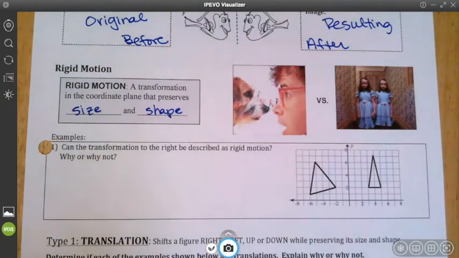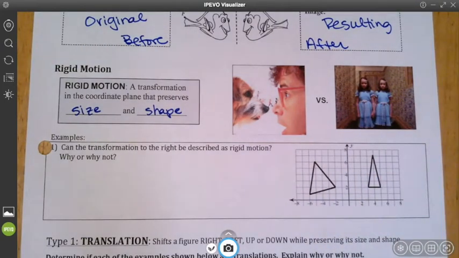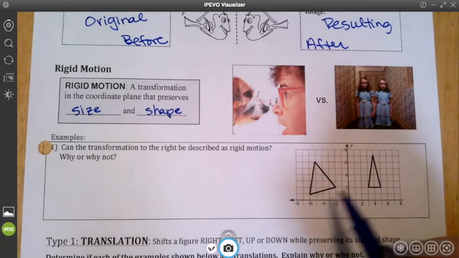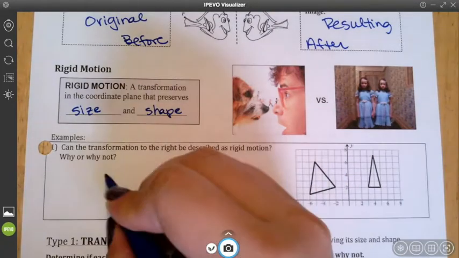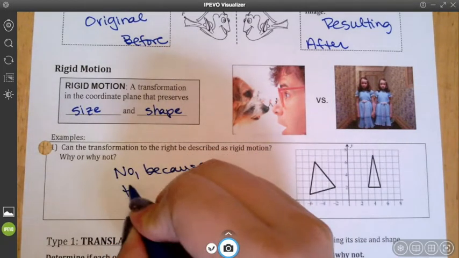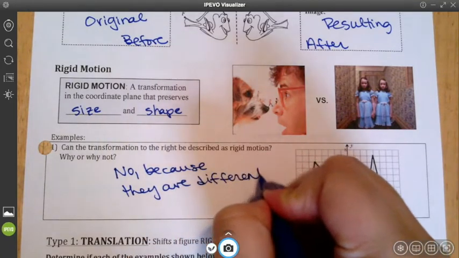Okay, so let's look at an example. If we look at these two triangles here, can we describe this as a rigid motion? So remember, rigid motion didn't have to do with position. They can be in a different place, but they should have the same size and shape. And if we're looking at these, this triangle is very skinny, and this triangle looks almost equilateral, right? And so no, because they are different shapes.